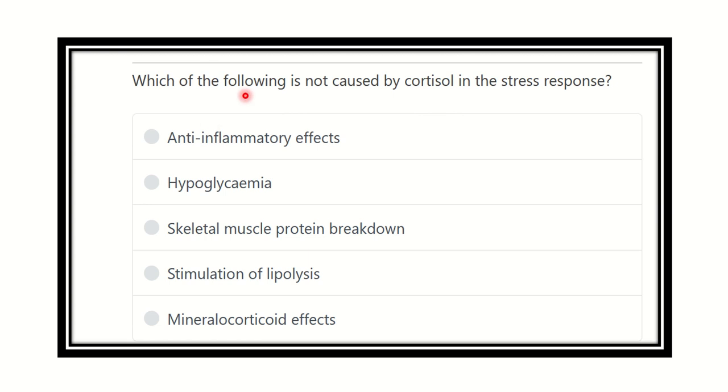This is the question: which of the following is not caused by cortisol in the stress response? Which is not the function, or which is not caused by cortisol in response to stress? Here the options are anti-inflammatory effect, hypoglycemia, skeletal muscle protein breakdown, stimulation of lipolysis, mineralocorticoid effect. So we have to find out the one option which is not a function of cortisol.